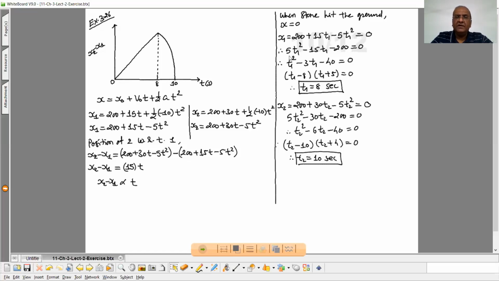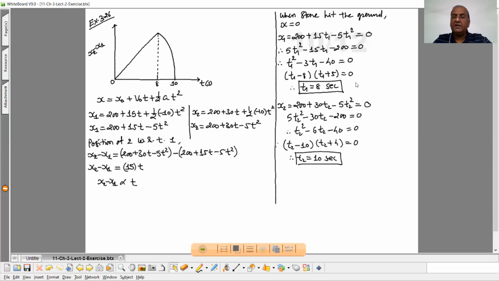Then we can write the equation like this: 5t1 square minus 15t1 minus 200 equals 0, multiplied by minus 1 on both sides. Simple thing. Take 5 common from this equation, take it on the right hand side. So we'll get t1 square minus 3t1 minus 40 equals 0. Now solve this equation, we will get (t1 minus 8) into (t1 plus 5) equals 0. So we'll get t1 equal to 8 seconds or t1 equal to minus 5 seconds.